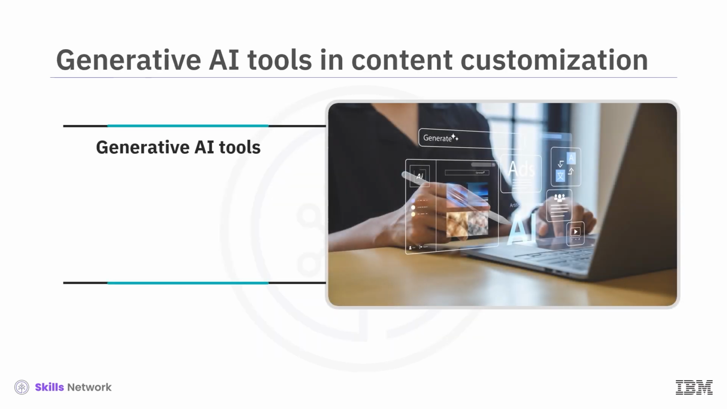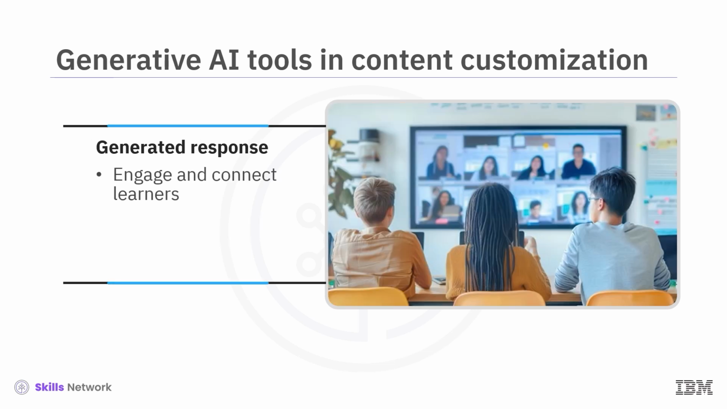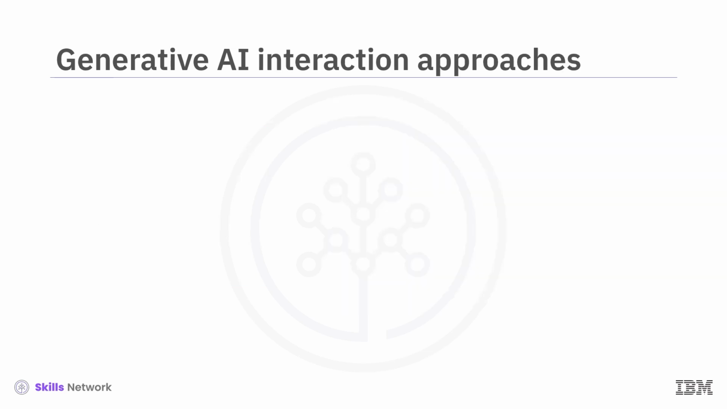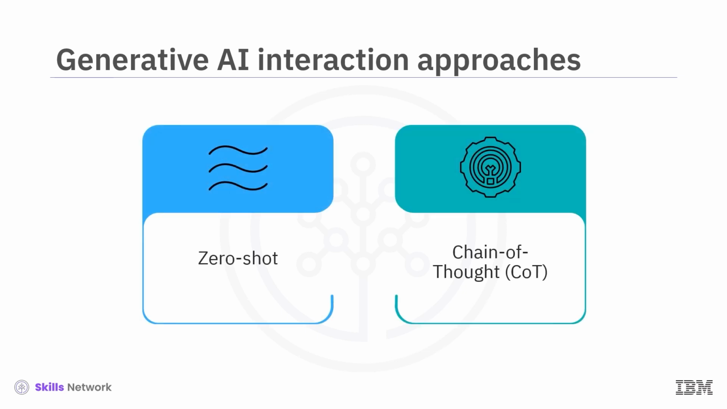Generative AI tools may generate accurate responses with appropriate prompts. Therefore, to achieve the desired response, content customization and personalization are important. It not only helps to engage learners, but also connects learners with the real environment. Tailoring content and its structure is an art to enhance the overall learning experience to meet each learner's unique preferences, skills, and interests. Let's begin with two fundamental approaches to generative AI interactions: zero-shot and chain of thought, or COT.